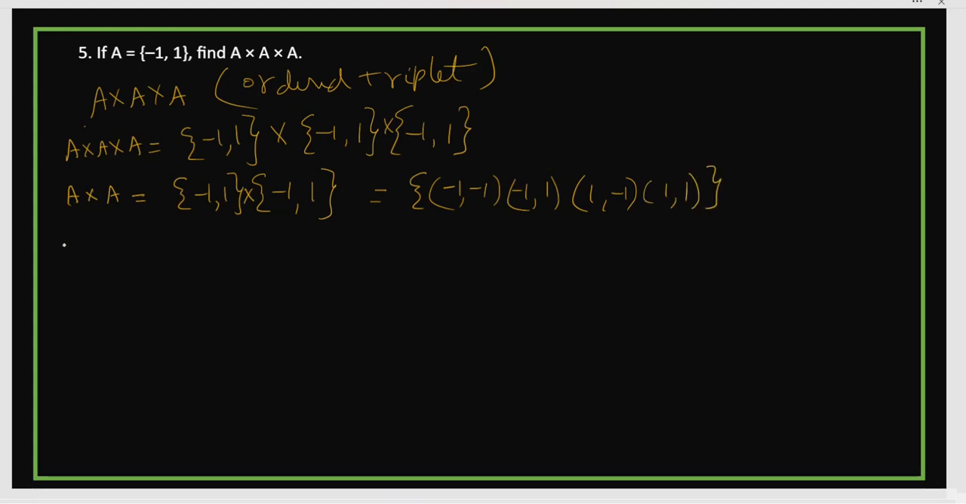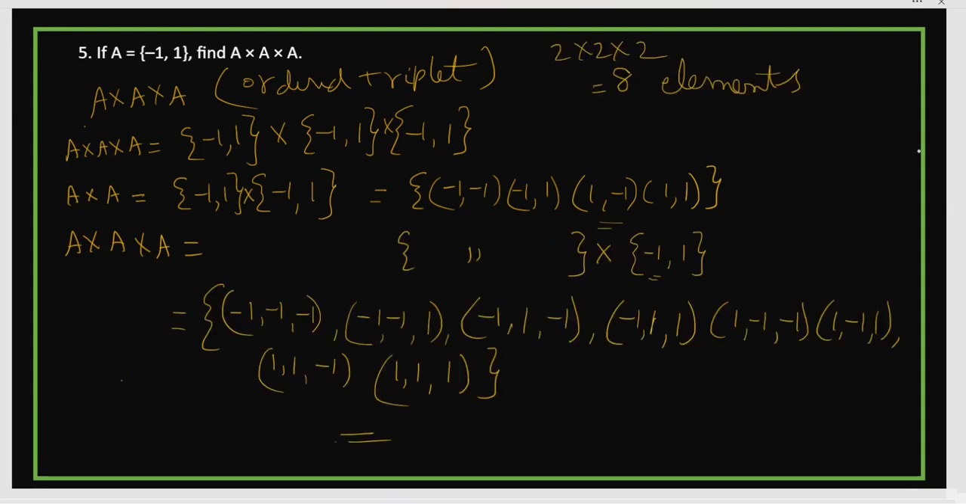Now again we multiply this A cross A with A. So as you see, this is an ordered triplet. A into A into A gives you triplets, because 3 sets are involved in that. So this is minus 1, comma 1 into minus 1, 1 and minus 1 into minus 1, comma 1.